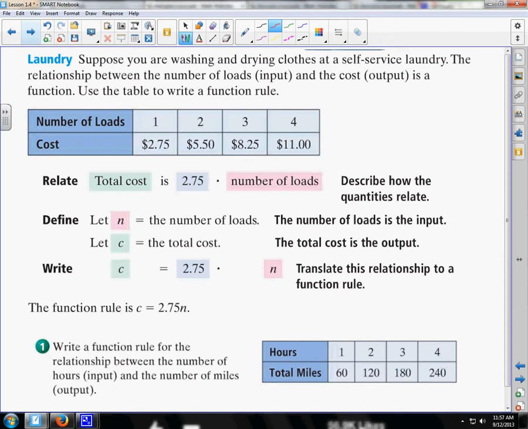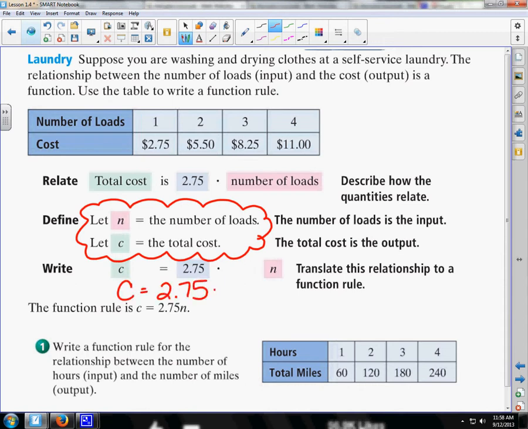So if I want you to write a function rule, now notice they changed it and didn't use X and Y. They did C and N. Remember this from a previous lesson where they said you have to define a variable? You have to do that first. So let N equal the number of loads and C is the total cost. So the total cost equals $2.75 times the number of loads. So that is your function rule. It's an equation.